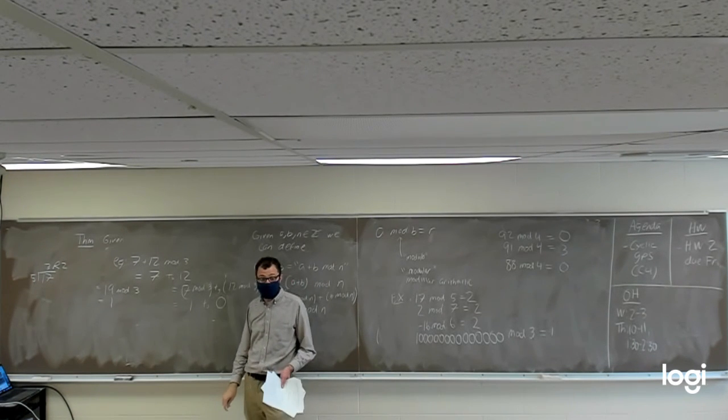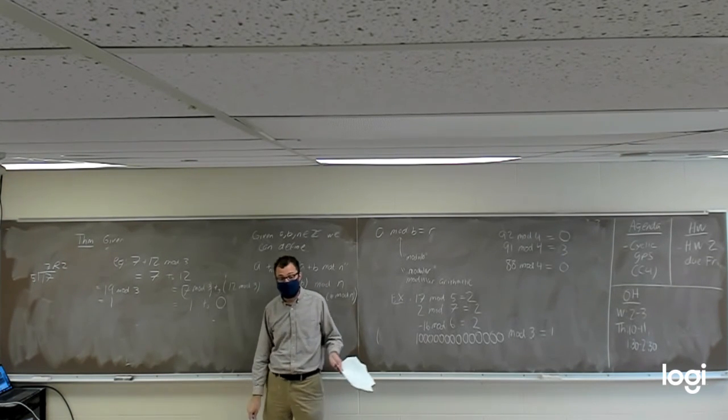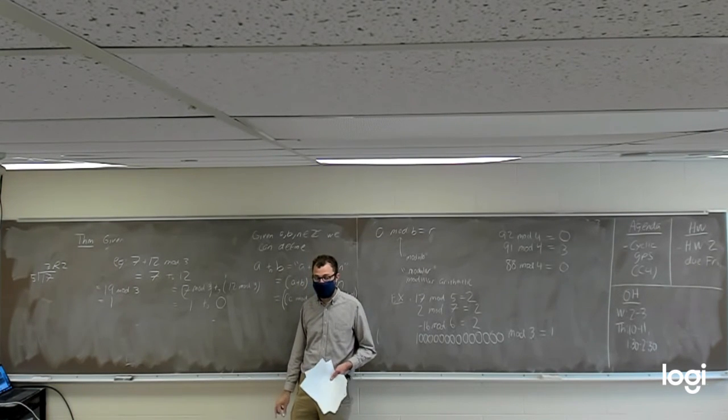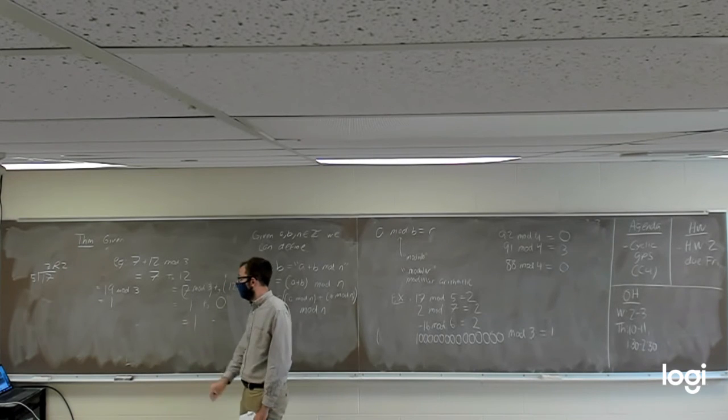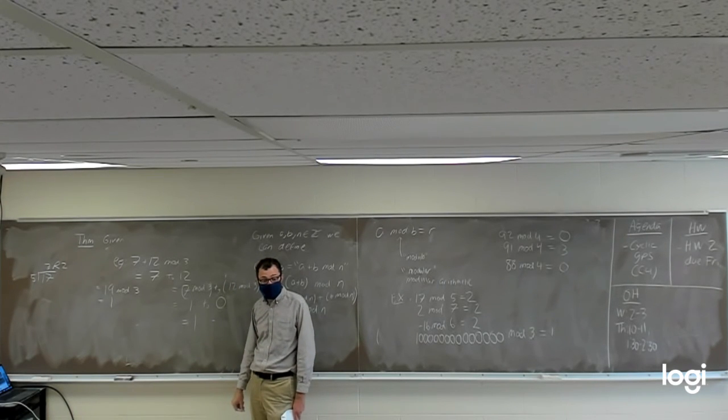12 mod 3 is going to be 0, since 12 is a multiple of 3. 12 over 3 is quotient 4, remainder 0. We'll get the same thing.